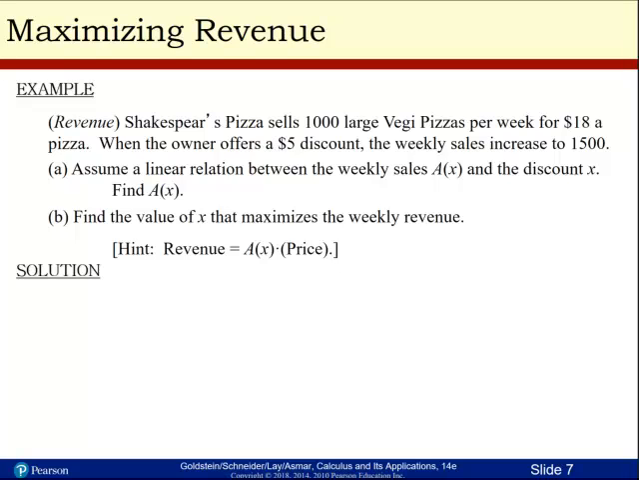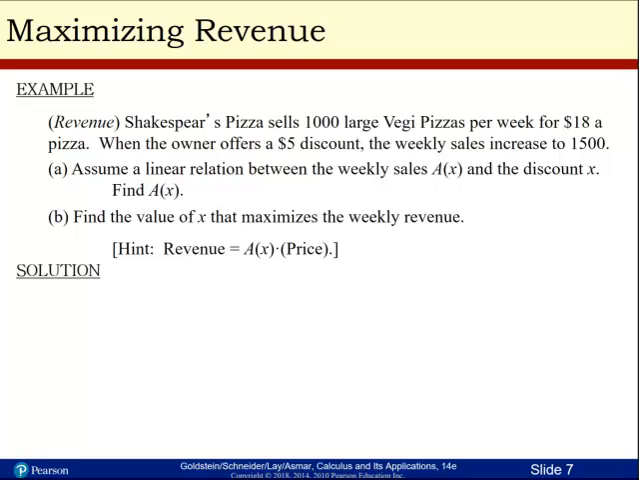Next, we're going to use another example. We're going to look at revenue. Shakespeare's Pizza sells 1,000 large veggie pizzas per week for $18 a pizza. When the owner offers a $5 discount, the weekly sales increase to 1,500. That's a lot. Assume a linear relationship between the weekly sales, A of X, and the discount X. We need to find A of X. Then we're going to find the value of X that maximizes the weekly revenue.